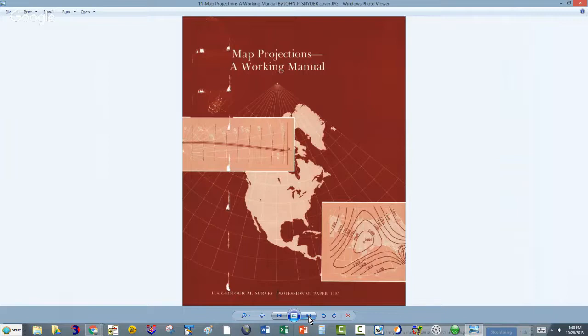You'd look at this book to decide what type of mapping projection to use to get that done. What would be well suited for that. This is a scary book filled with very scary looking mathematics.